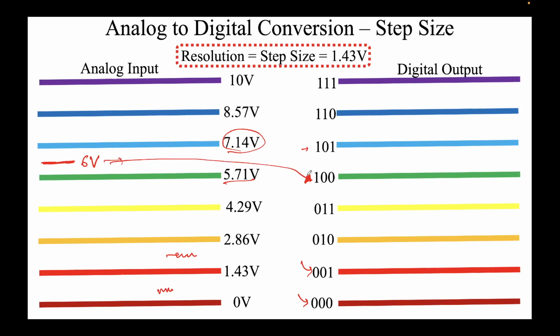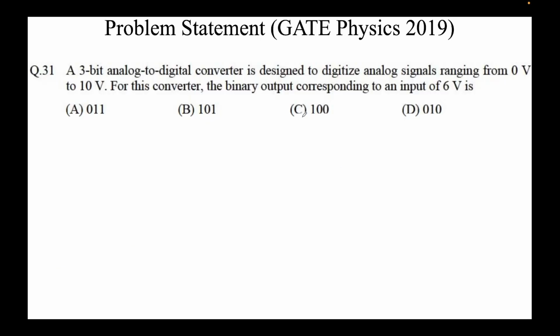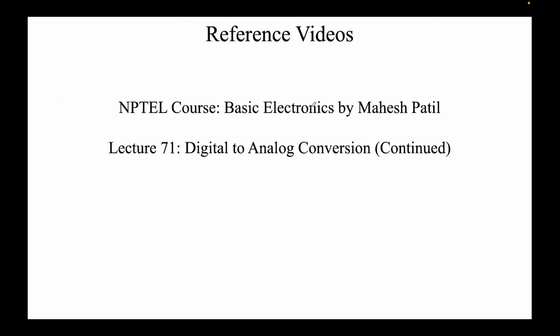It's like a step function. Only when you cross 1.43 will you reach 001. Similarly, when you cross 2.86, you will reach 010, and so on. So it's like a step function, a ladder thing, right? For 6 volts, since it has not crossed the 7.14 mark, it has only crossed the 5.71, the green level, the output will correspond to the green level, which is 100 over here. So we have option C, which says it's 100. So option C is the correct answer, 100. Thank you for listening.